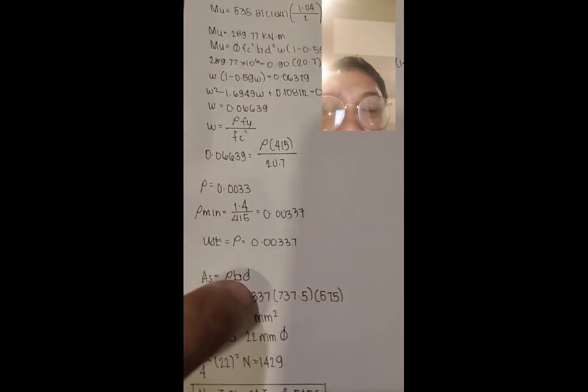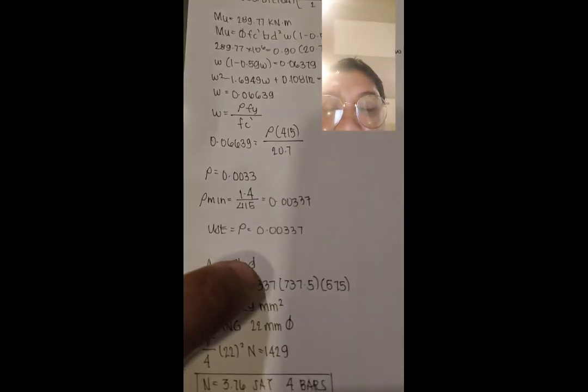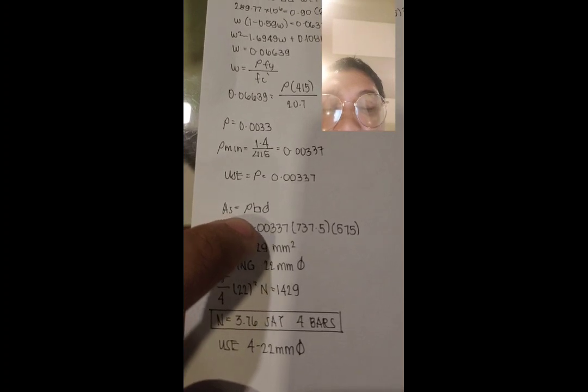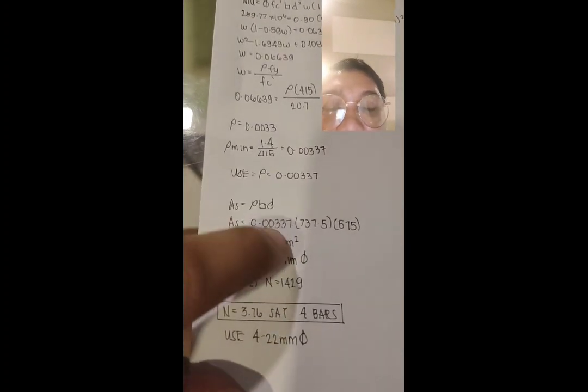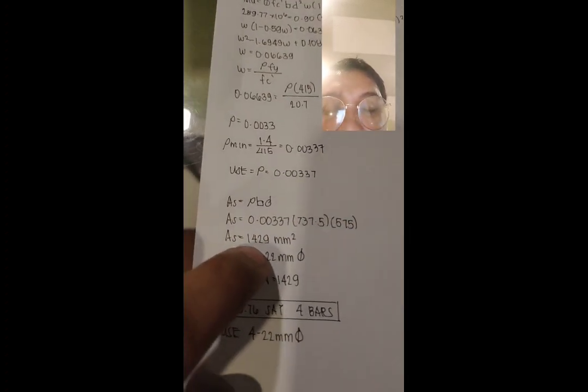So, ang value ng P is 0.033. Ang minimum natin is 0.0337. Therefore, mas gagamitin natin itong 0.00337. Ayan. Kasi mas malaki siya sa 0.033. And now, ang area ng steel natin is PBD. AS is equals to P natin ito times B times D. Value niya is 1429 mm squared.